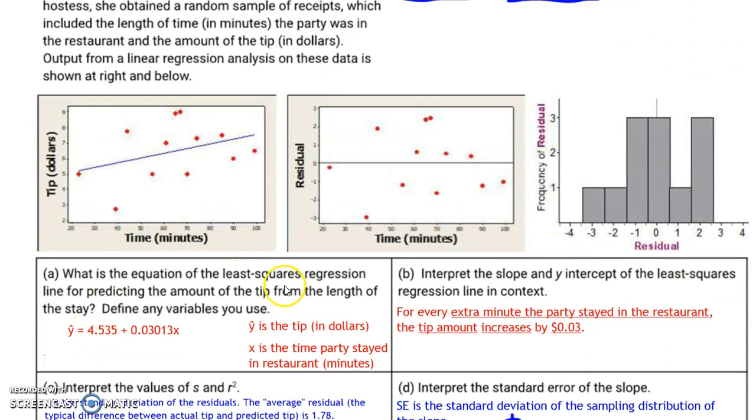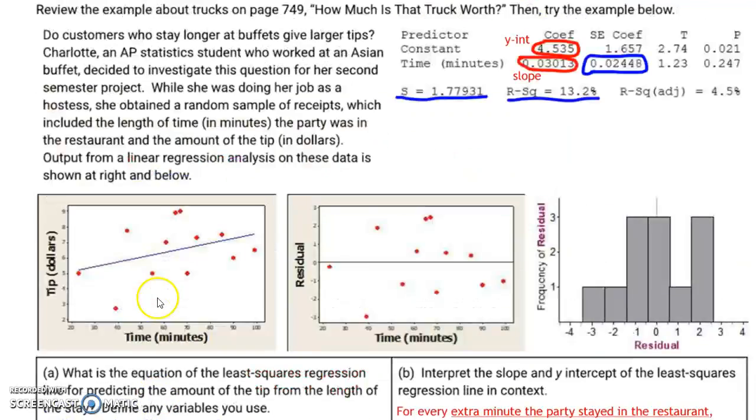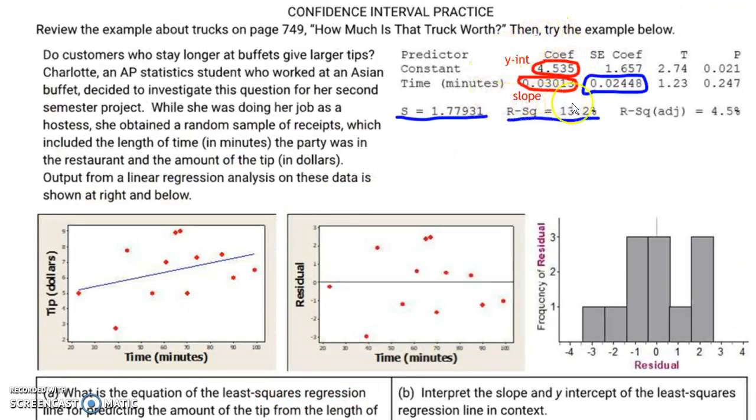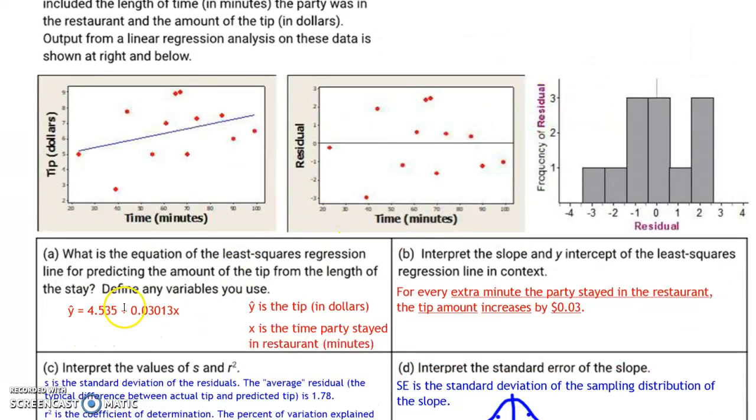The equation for the least squares regression line, we got the slope, which is 0.03013, and the y-intercept, which is 4.535 from your computer readout here. The constant coefficient is known as the y-intercept. And then the coefficient of time in minutes, that's the coefficient of the x variable. That's right, the coefficient of the x variable is the slope. So that's what we got.